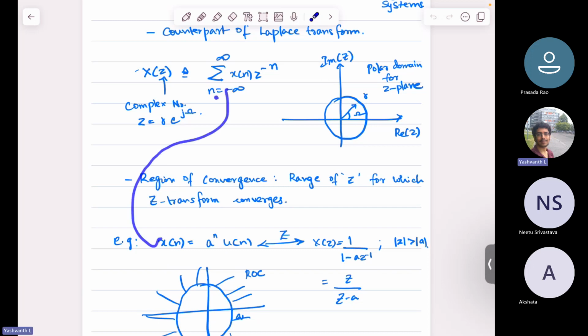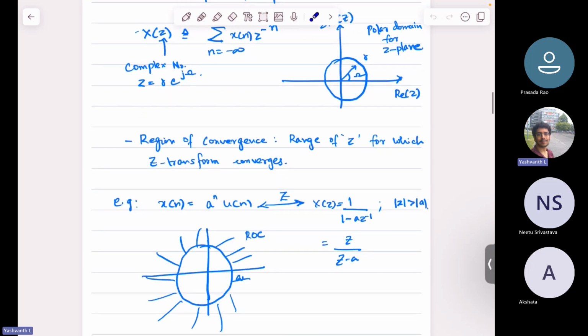Okay, this expression for the z-transform, you can show that you will get X(z) is equal to 1 by 1 minus a times z inverse. And again, similar to the Laplace transform, in addition to the expression, you also have to specify the region of convergence. So here you can simplify 1 by 1 minus a z inverse as z by z minus a, with a region of convergence mod z greater than mod a.